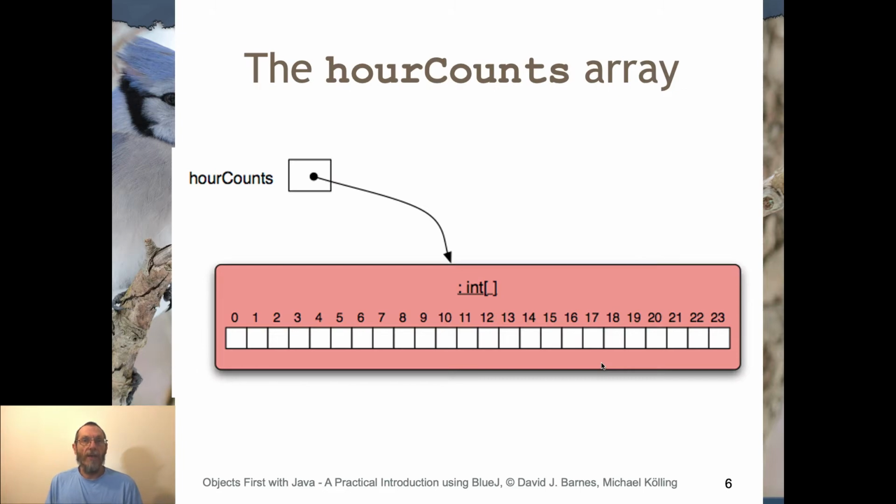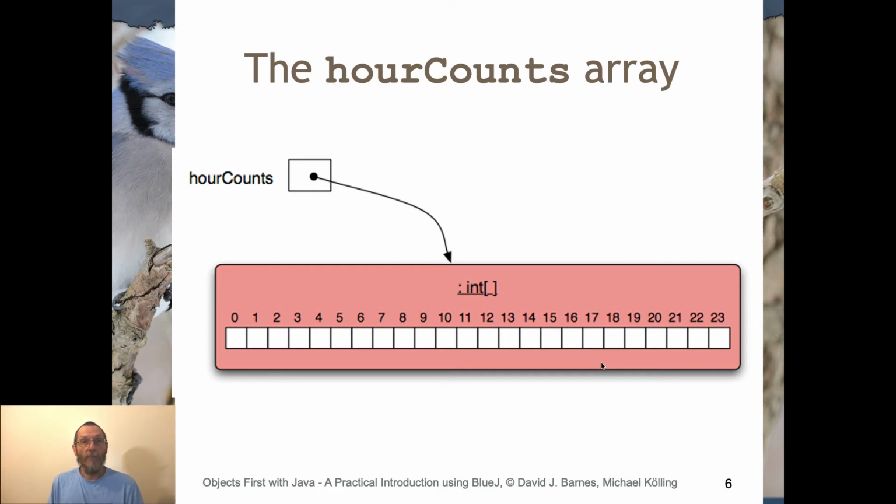And we could visualize what that array object looks like as something like this. So it's an object to which the hour counts variable refers, and internally within that object we've got 24 separate locations. We access the individual locations by specifying the index of those locations. So just as we saw with the ArrayList class, the first item in the array is accessed with index 0, and the last is accessed with an index which is 1 less than the length of the array. So the index values for this array are 0 up to and including 23.